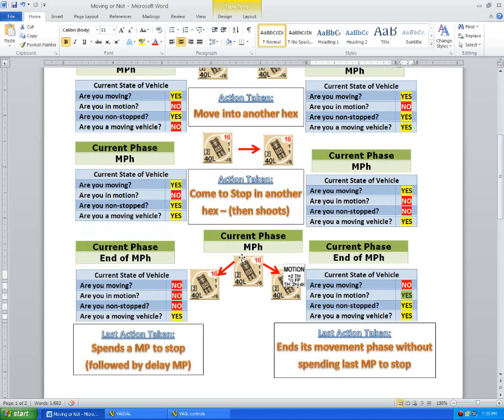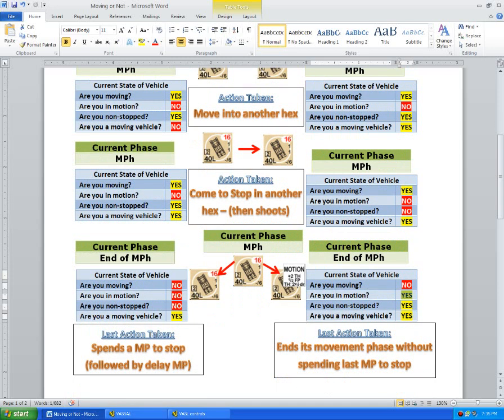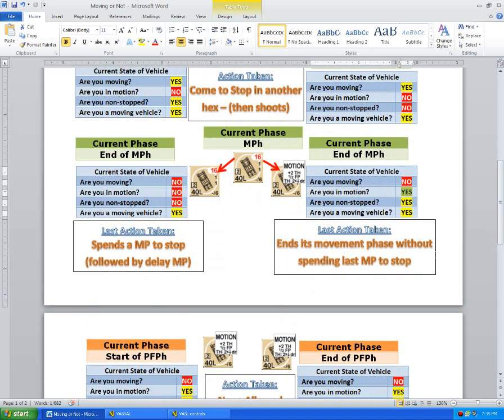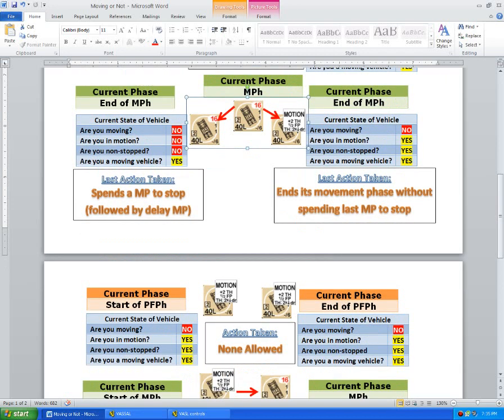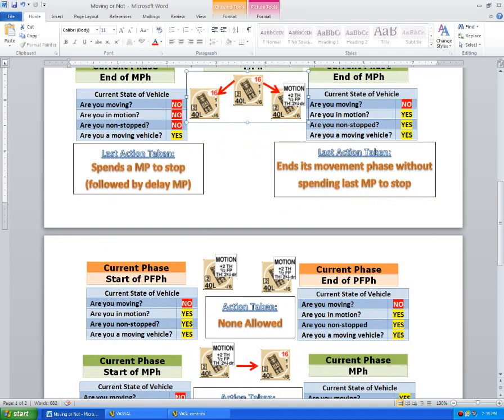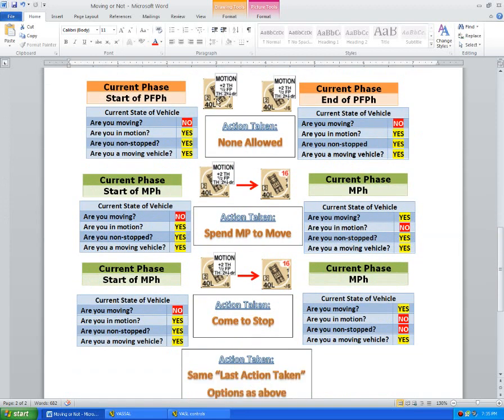So again, you can follow through the flow chart, stopping, starting your vehicle, moving into other hexes, coming to a stop to take shots. You can see that based on the different actions you take, your vehicle can be in certain different states, whether you're moving, whether you're in motion, whether you're non-stopped or stopped. So we talked a little bit about when you start your turn not in motion. Let's see how that affects how things look when you start your turn in motion.